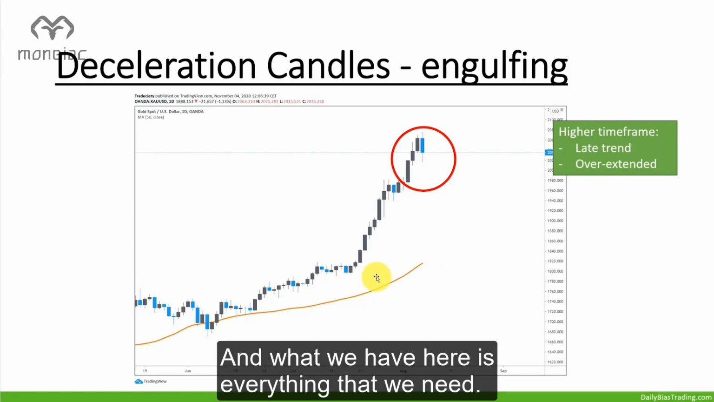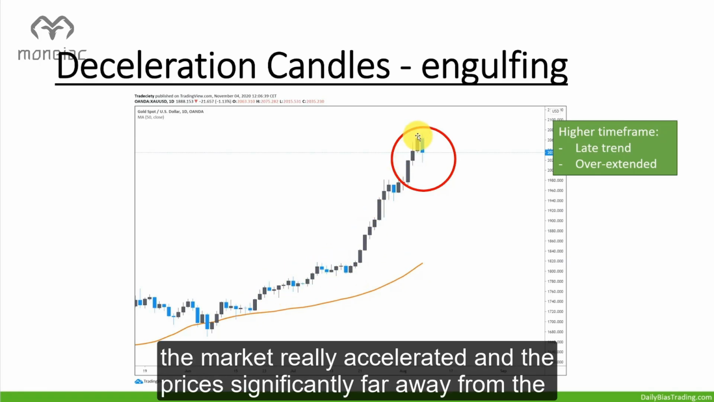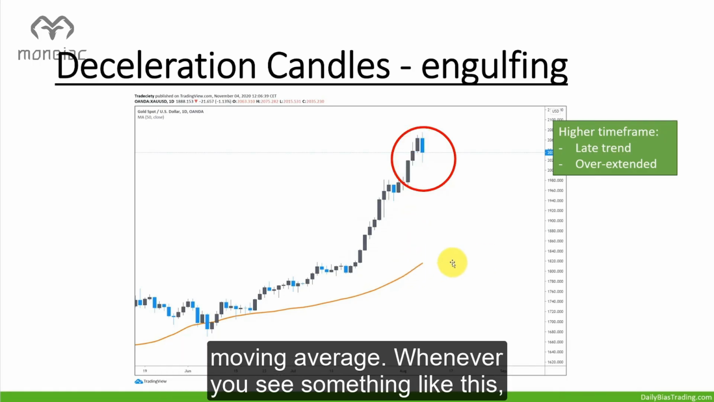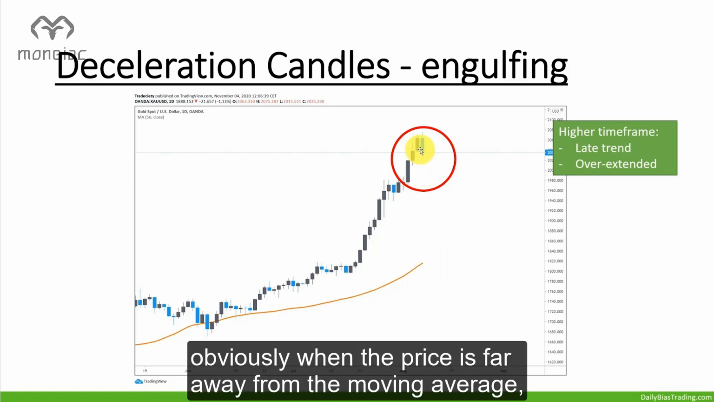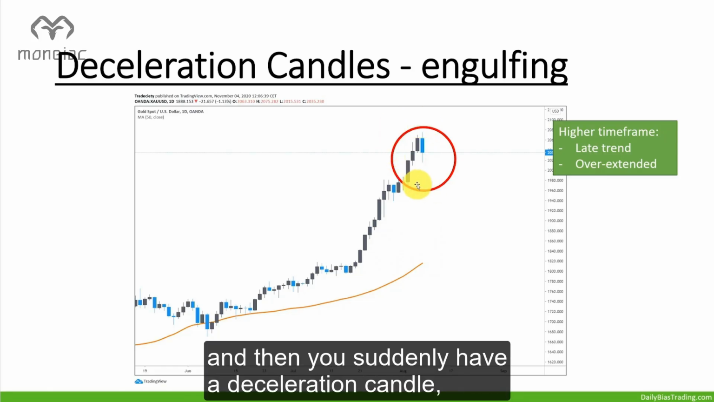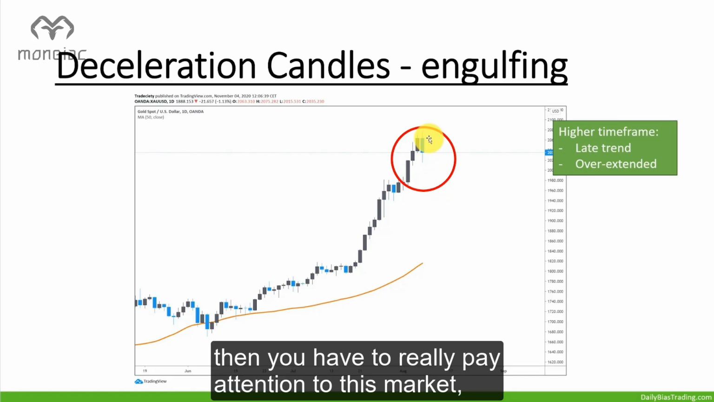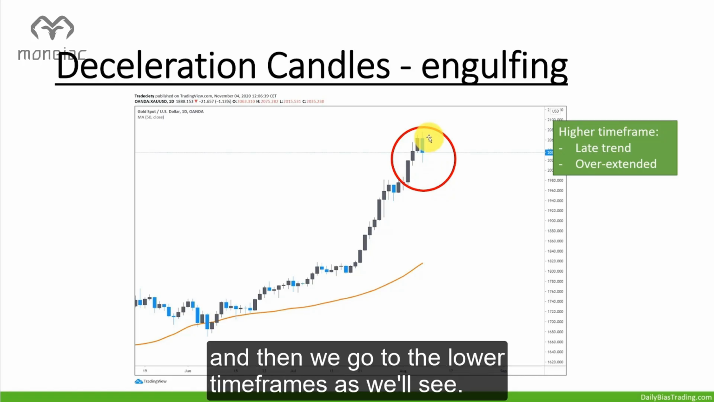And what we have here is everything that we need. You can see the market was in an early trend here, and then here the market really accelerated, and the price is significantly far away from the moving average. Whenever you see something like this, it's not enough to just trade it, obviously, when the price is far away from the moving average, but when the price is far away and then you suddenly have a deceleration candle, in this example an engulfing candle, then you have to really pay attention to this market, and then we go to the lower time frames, as we'll see.